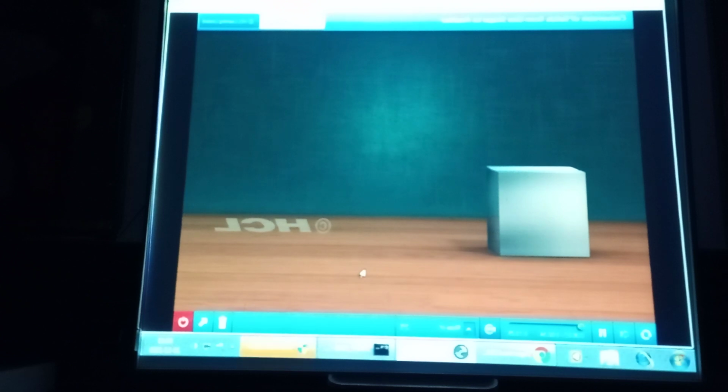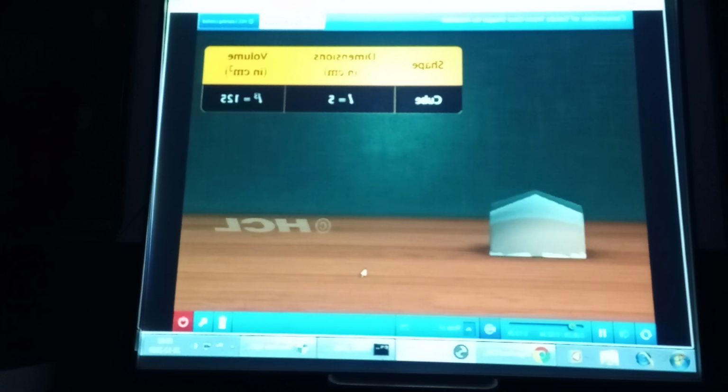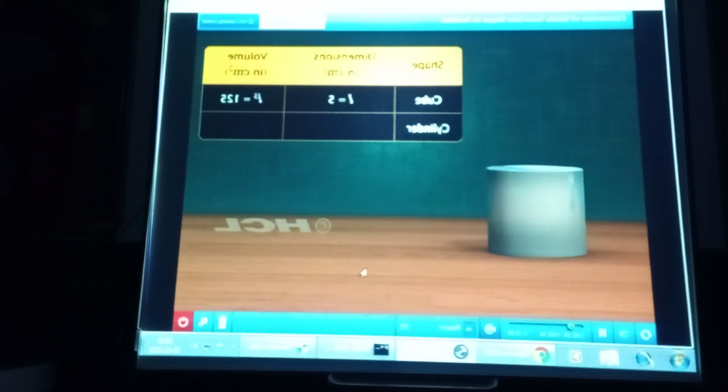Let's see what happens to the volume of a solid when it is converted from one form to another. We assume that no amount of metal is lost or wasted in this conversion process. The length of this metallic cube is 5 centimeters and volume is 125 cubic centimeters. The cube is melted and a cylinder is formed. So the volume remains the same.